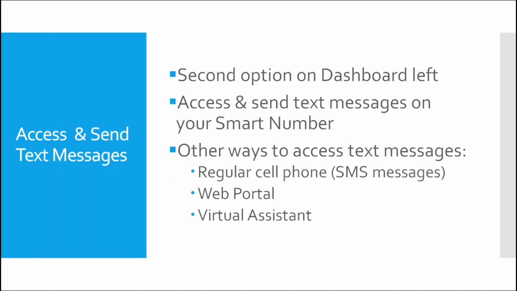Next, in your dashboard, text is the second option on the left from the top. So you can tap on that icon to access all text sent to your smart number. And you, again, should also have at least one text message from Speech Mobility. When you receive a text on your smart number, you will receive a copy on your Evatel mobile app and a copy on your regular cell phone text messages. You can also access these text messages on the Evatel web portal.